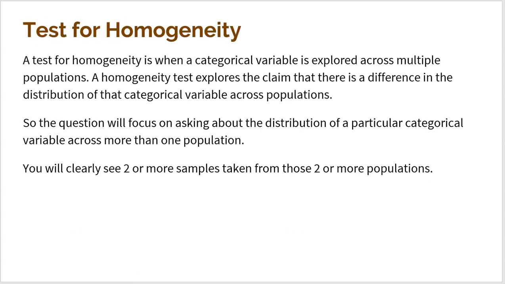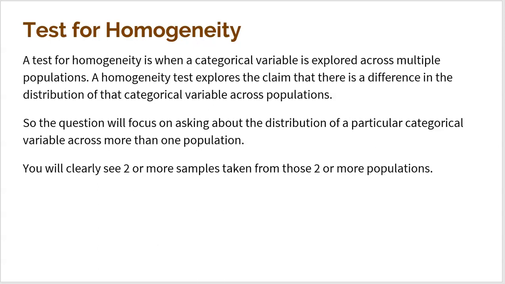Let's first talk about a test for homogeneity. A test for homogeneity is when a categorical variable is explored across multiple populations. A homogeneity test explores the claim that there is a difference in the distribution of that categorical variable across populations. So let's just say we're looking at a categorical variable of brands of vehicles. You got Ford, Chevy, Volvo, Audi, Lexus. The list is, I don't want to say endless, but I could sit here for a while and probably list vehicle manufacturers. So that in and of itself would be a goodness of fit test.